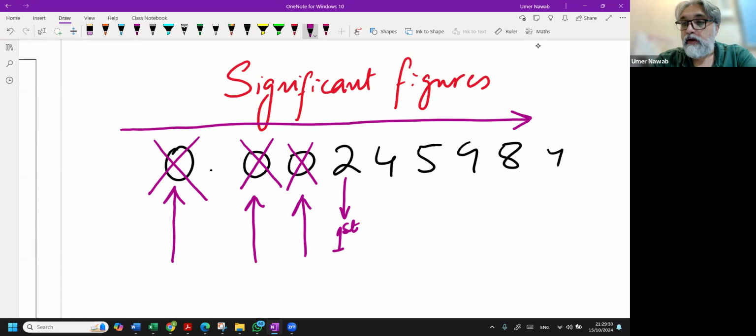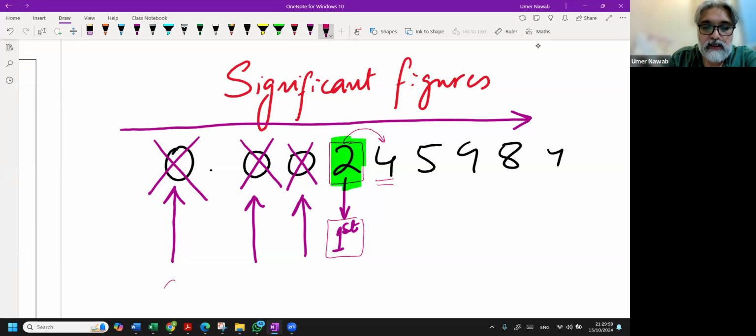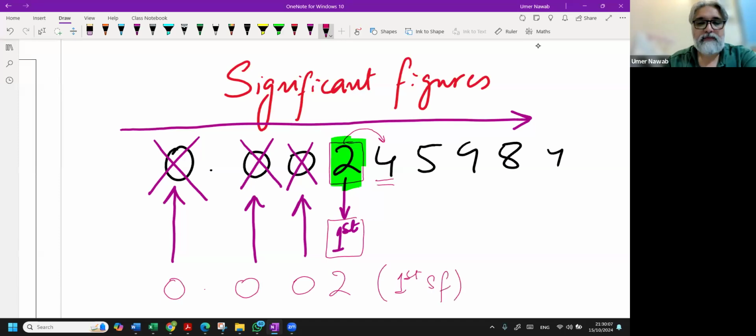Suppose in the exam, I ask you to write this number to one significant figure. What you need to do is just identify the significant place, which is the first significant figure, and check what is written right after it. That is 4. If the number is less than 5, there is no need to increase this number by 1. So 0.002 is the number written to the first significant figure.